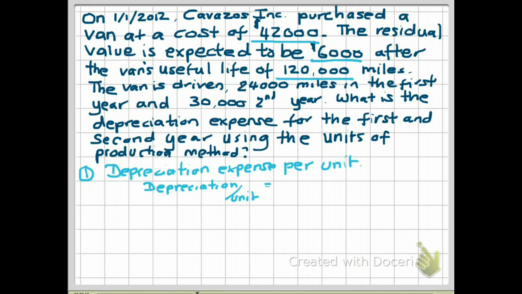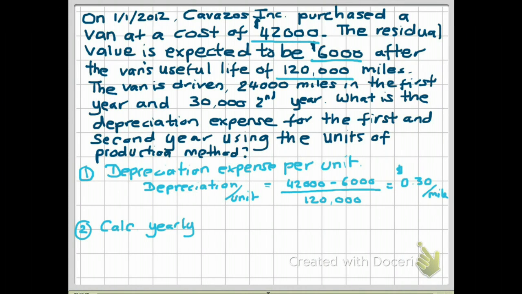That is calculated by taking your cost, which is 42,000, minus residual value, which is 6,000, divided by estimated useful life in units, which is 120,000. And that gives you 30 cents per mile. The second step is to calculate your depreciation expense for the year. In order to do that, you need to figure out how many miles this van is driven in the year that you are calculating depreciation.